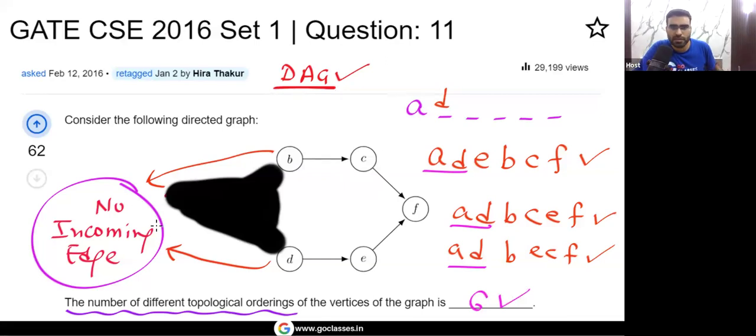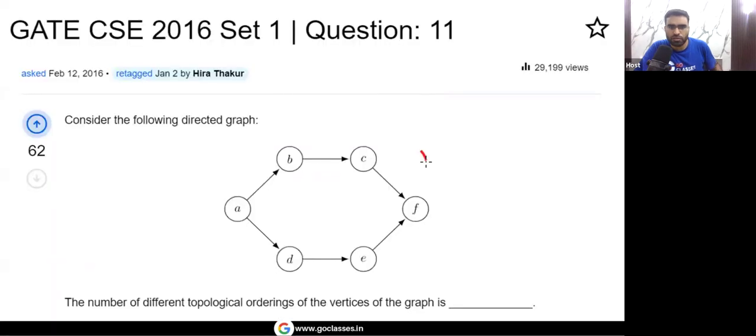Please tell me, let me know. Okay. So very simple. This question is not complicated. All these topological ordering questions are actually very easy questions. So like this, you can easily do it. Now let's move on. Remember, this graph is a directed acyclic graph. For this graph, the number of different topological orderings is actually 6. So quite easy.